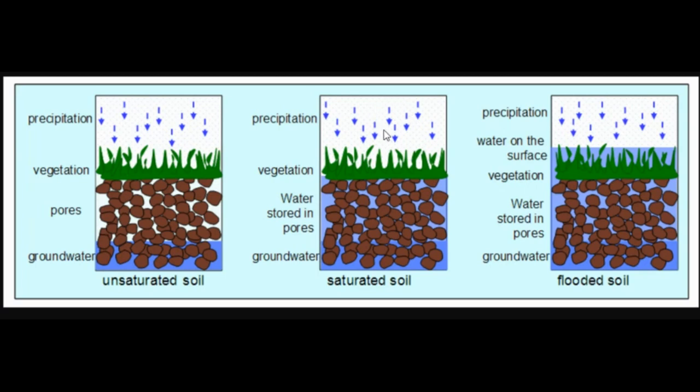Now, if the ground is saturated, the water is coming right up to the surface. You can't get any more water in, and if it continues to rain, then all that water is just going to sit on top of the surface, and that's flooded soil. So just showing you the differences between all three of these and what you're going to see outside between unsaturated and saturated soil and flooded soil.